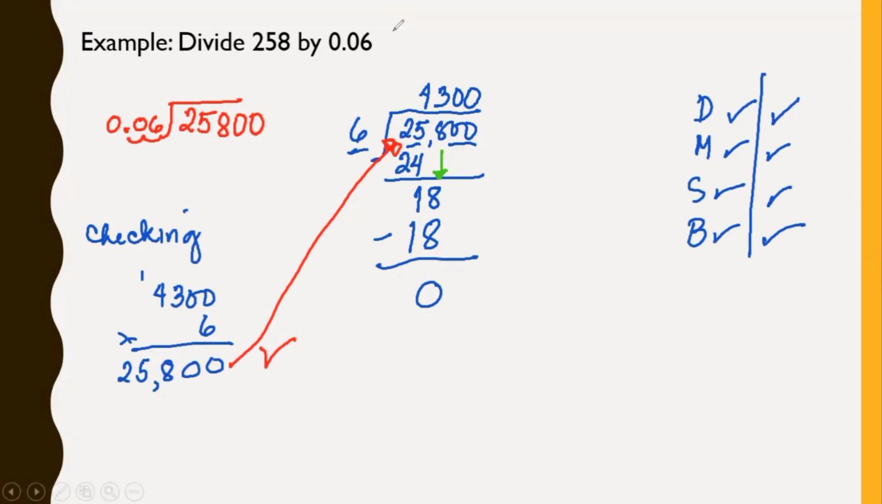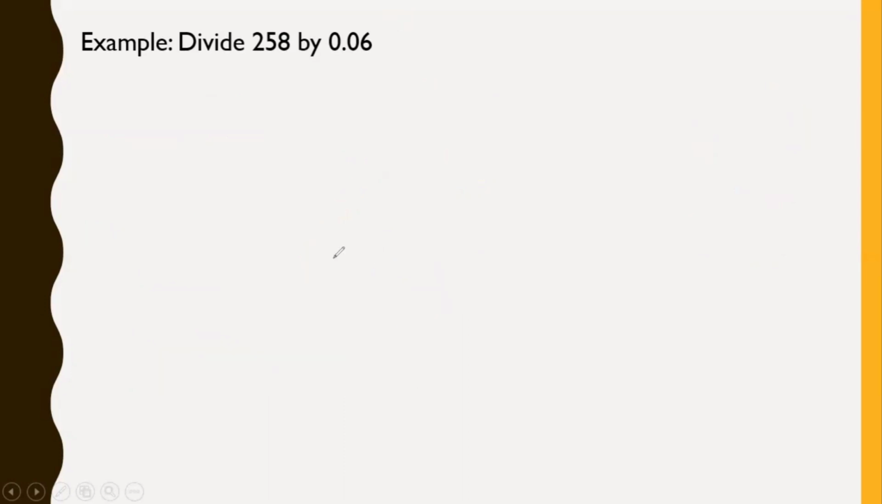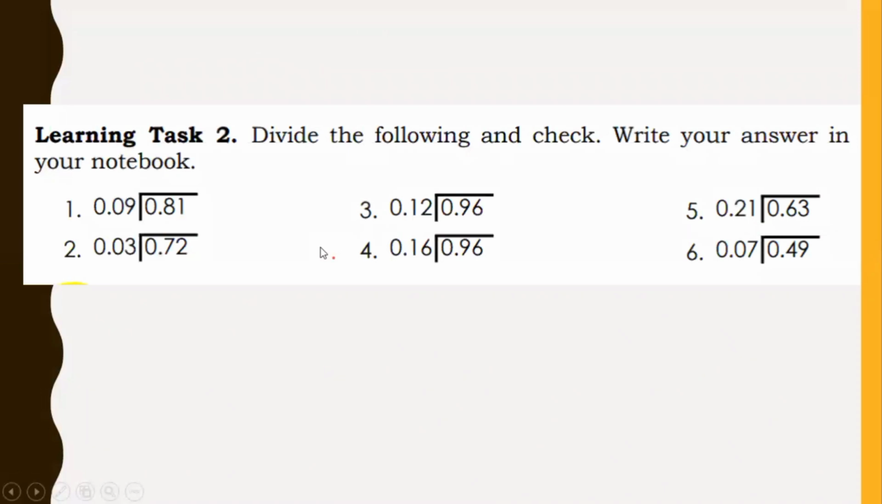Now, this is our example. Let's see. For learning task number 2. So here, in learning task number 2, you are asked to divide the following and then check. So, i-divide nyo siya. Look at our example here, or look at our given here. Lahat sila ay hundredths in hundredths place or 2 place decimal.